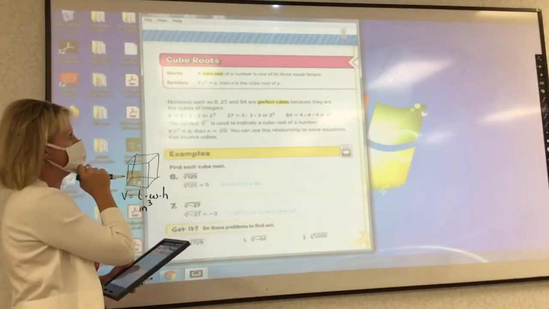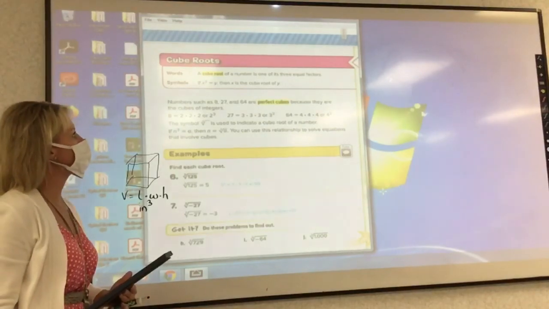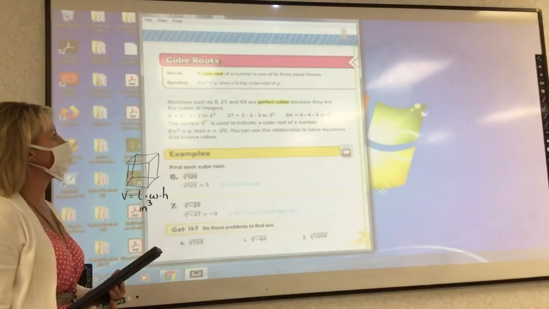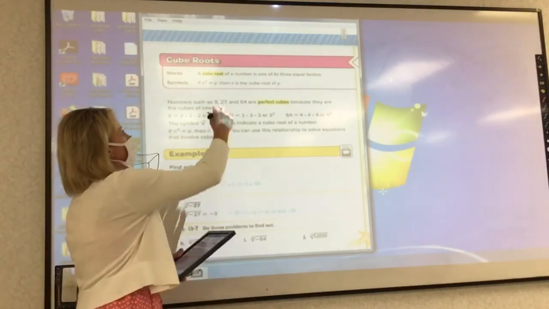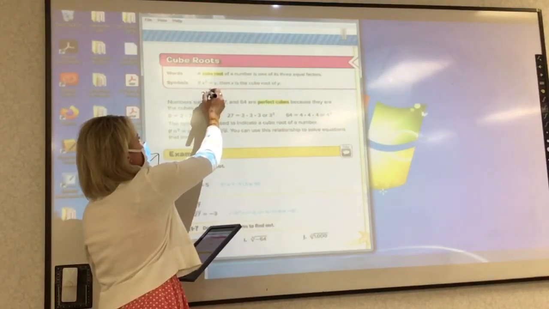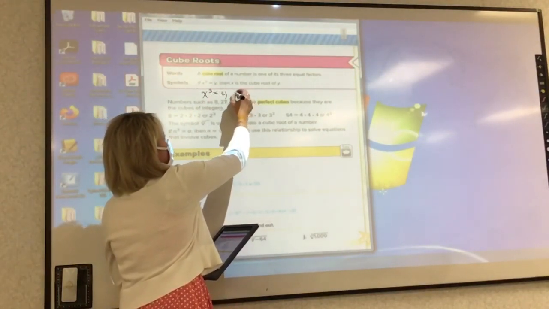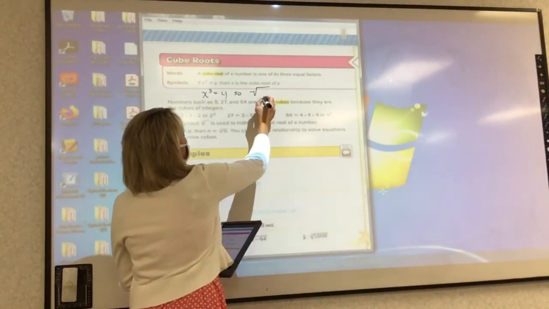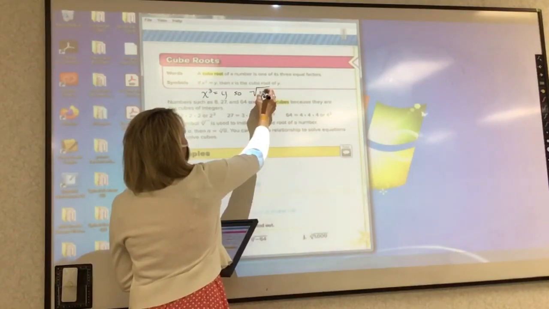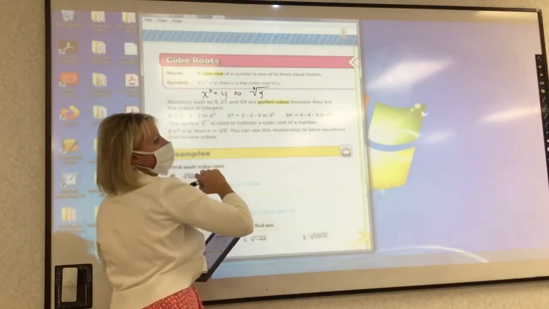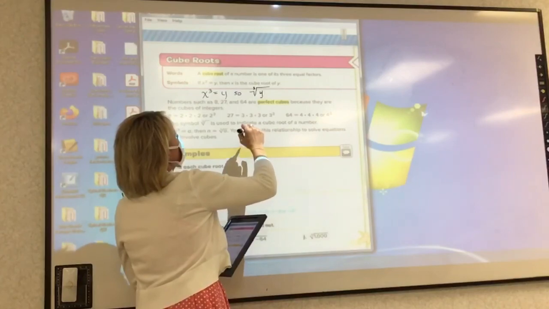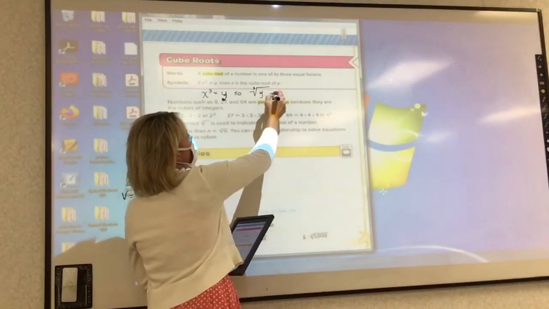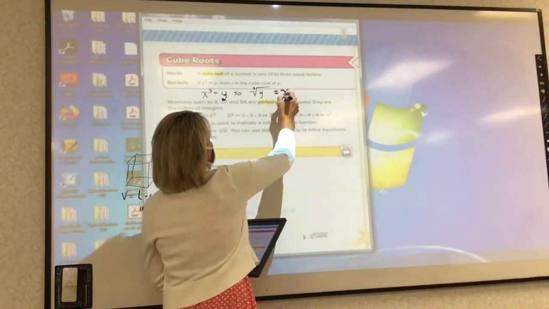So cube root of a number is one of its 3 equal factors. If x cubed equals y, then x is the cube root of y. We're going to write x cubed equals y, so the cubed root, and you write it like this. You put a 3 in there. Is that a 4 or a Y? Y? Sorry, y. So the cubed root of y is x.